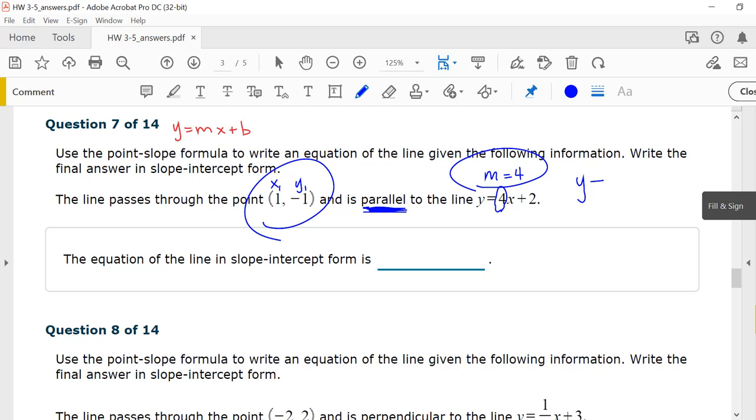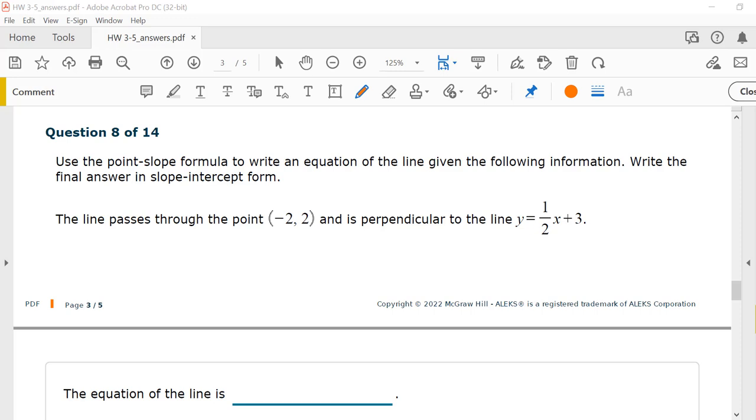Y minus negative 1 equals slope times x minus 1. If we distribute the 4, y plus 1 equals 4x minus 4. Subtract 1 from both sides, y equals 4x minus 5.